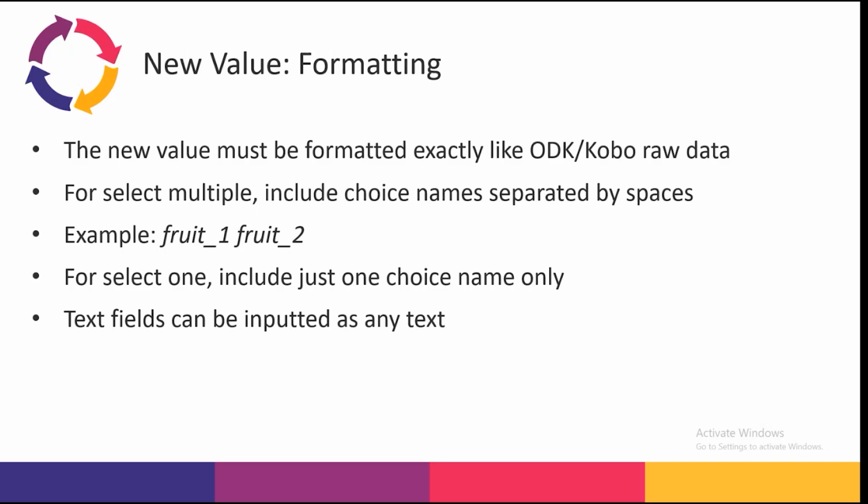So if you have a select multiple, you want to change the select multiple to fruit 1 and fruit 2. You're just going to include both of those in the cell separated by a space. For select 1, you just use that exact choice name only. So just ensure again that you're using the choice name and not the choice label. If you misspell or there's a typo or a trailing space, then it also won't recognize what the name is and what to connect it to.